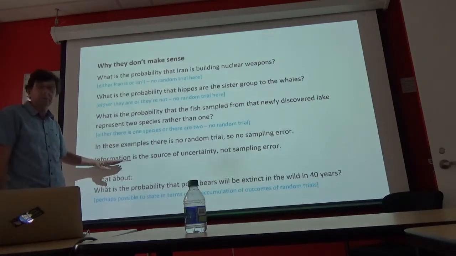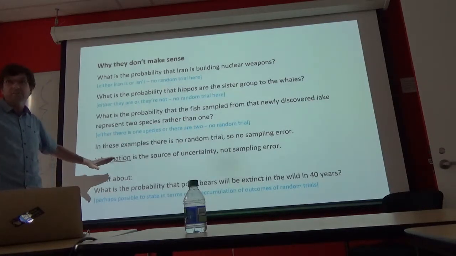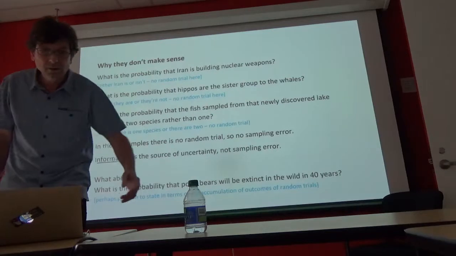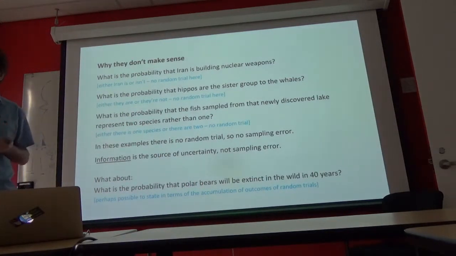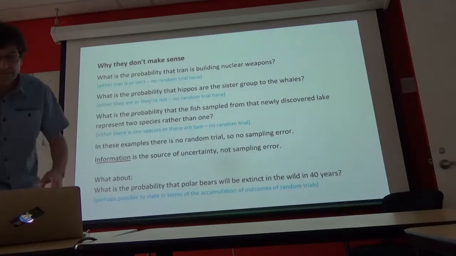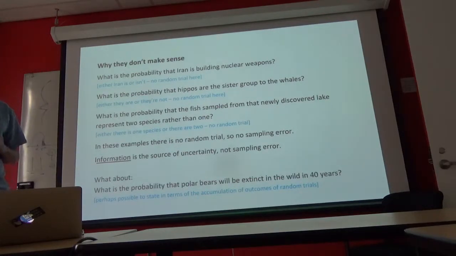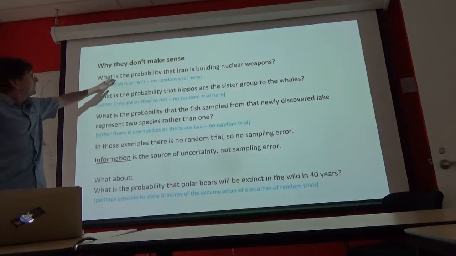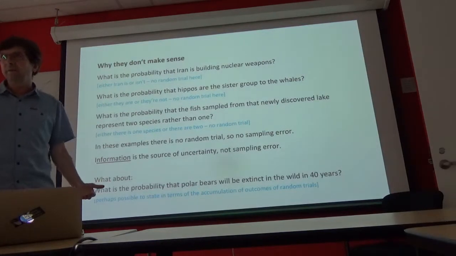In all these statements, probability is used to represent uncertainty, but the source of uncertainty is not sampling error, it's information. It's how much we know about whether or not Iran is building nuclear weapons. It has nothing to do with frequency. And this is important because information being the source of uncertainty means that it's subjective. This is subjective probability. The information you have is different from the information I have. And so we would put different numbers on this question if we absolutely had to. And that just seems weird.